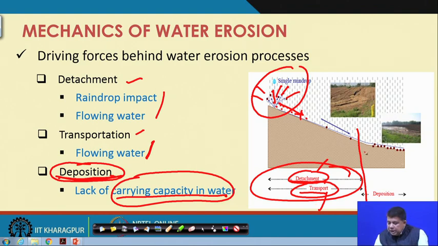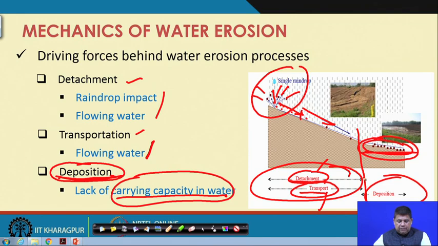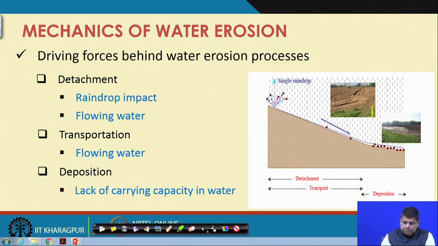But when we reach the valley bottom where the slope is drastically reduced, then obviously because the flow velocity reduces, the carrying capacity of the flowing water will be less, and because of that, soil particles that are being transported from upstream will get deposited here. So, that is where deposition is taking place. So, this is the entire mechanics of water erosion.